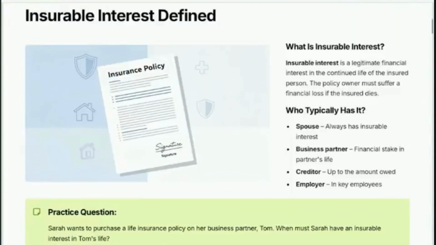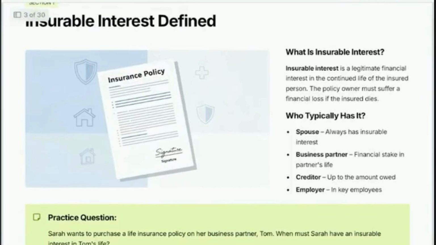What is insurable interest? Insurable interest is a legitimate financial interest in the continued life of the insured person. The policy owner must suffer a financial loss if the insured died. Okay, so insurable interest, you have to have some type of relationship or interest with the persons or things that you want to insure. In property and casualty, you have to have an insurable interest, right? You can't go insure a car that you don't own. But in life insurance, right, you can insure lives that are not your own.